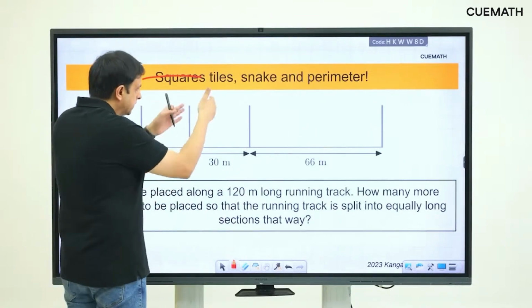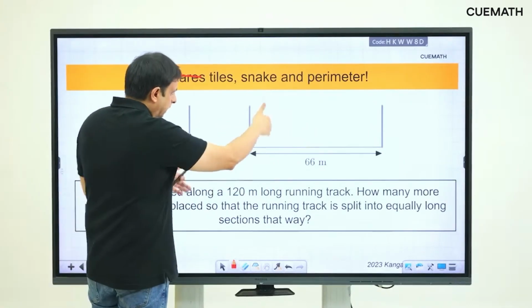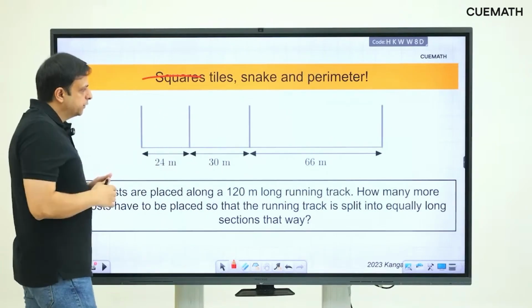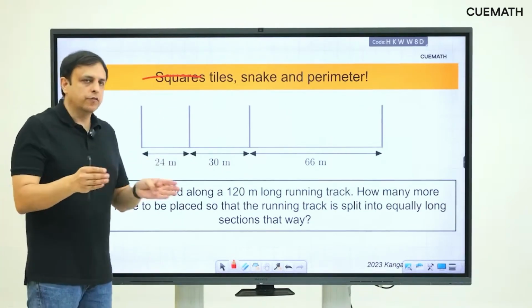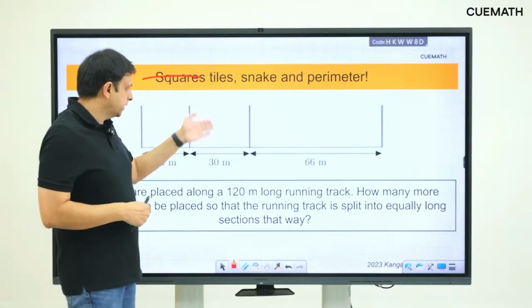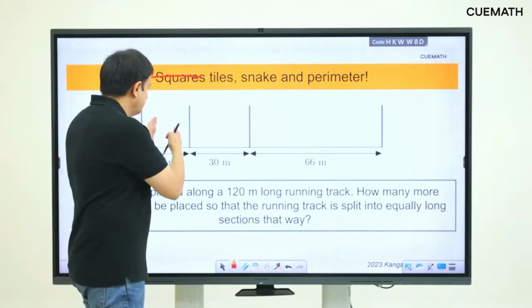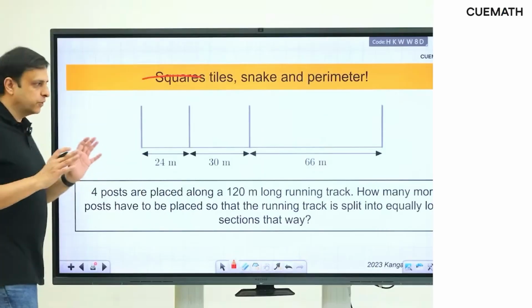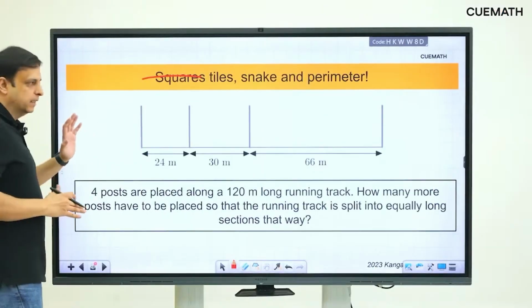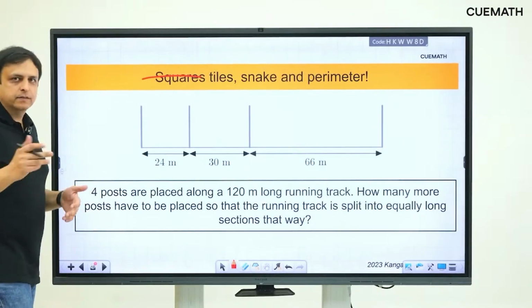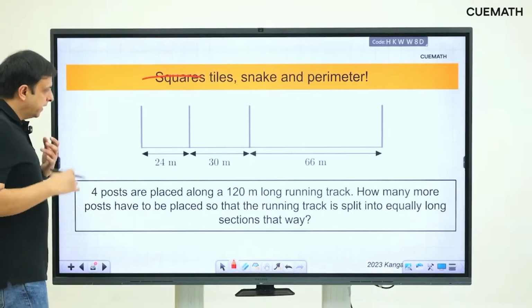Now you want to insert some more posts or pillars between them so that you get sections of equal spacing. So what is the minimum number of posts you must put in between these so that you get sections of the same length? So listen to this one carefully, because this one is based on an idea that might come across as a bit challenging, but here's what you need to do.